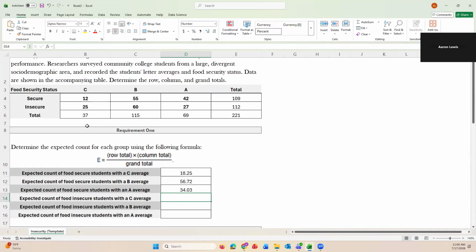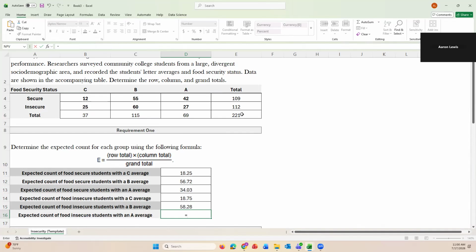Moving on to our food insecure students, the expected count of food insecure students with a C average. Now the row total is the total amount of food insecure students, which is 112. We multiply that by the column total, 37 total Cs we gave out, and divide by the 221 student total sample size of the study, we get 18.75. Food insecure students with a B average, row total of 112, times the 115 column total divided by 221 is 58.25.